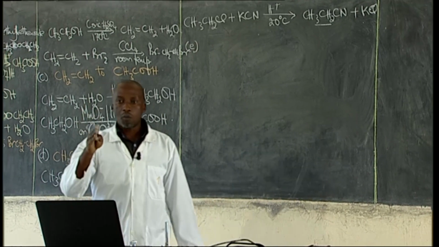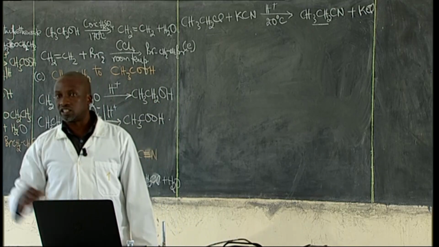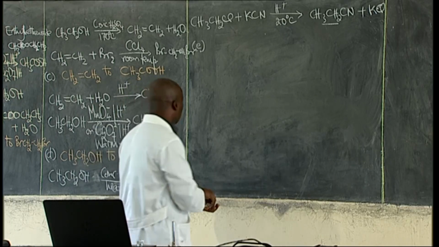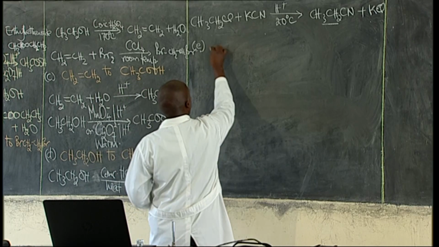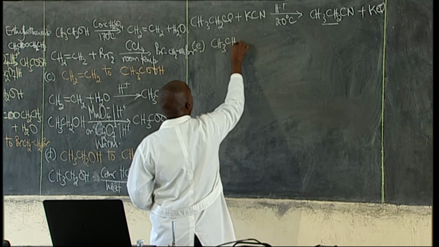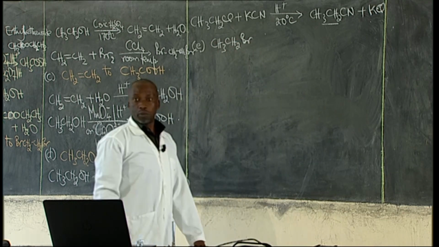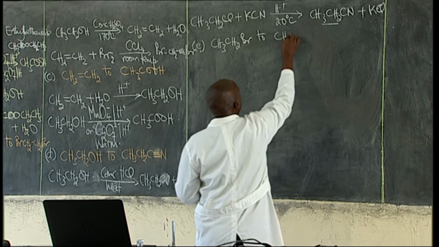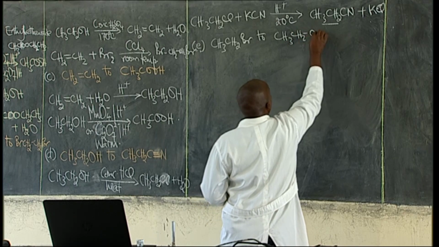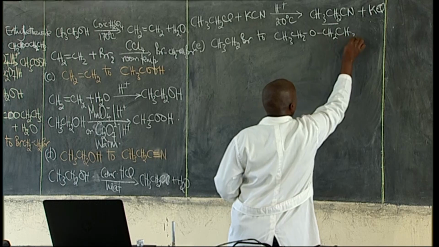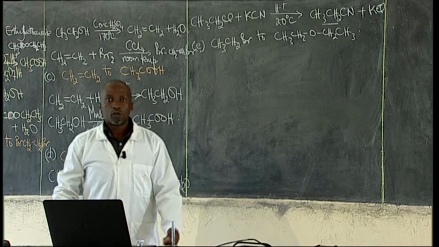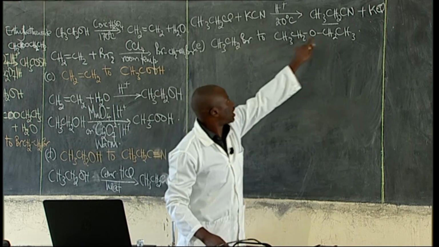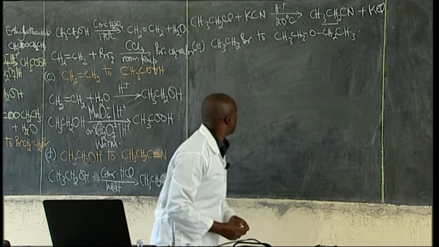E, we are going to part E. We have bromoethane to ethoxyethane. So this is step. Bromoethane, we are moving to ethoxyethane. This is an ether. So how do we move from bromoethane to ethoxyethane? You see, the number of carbons have increased. So what do we do is this?